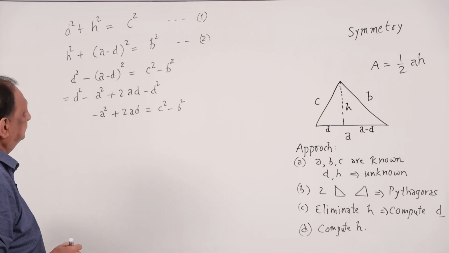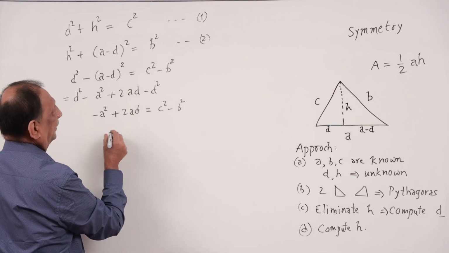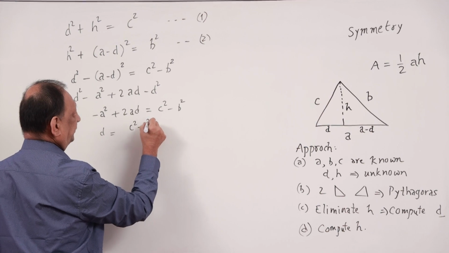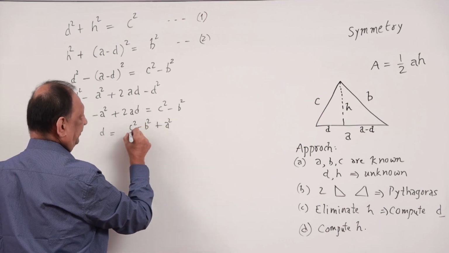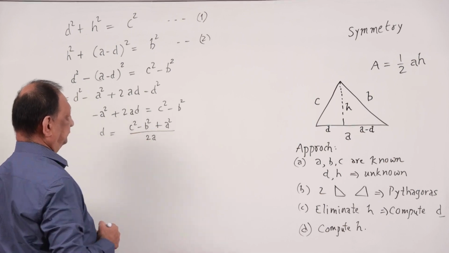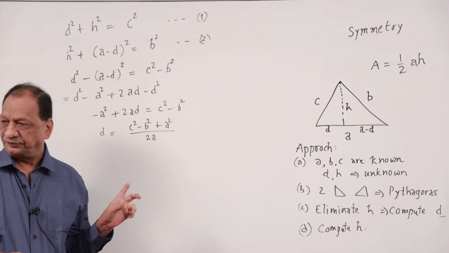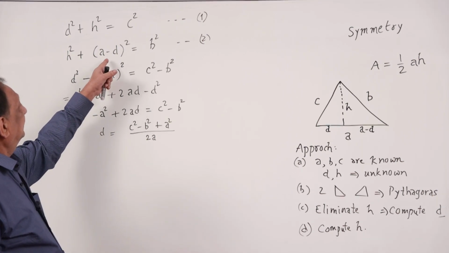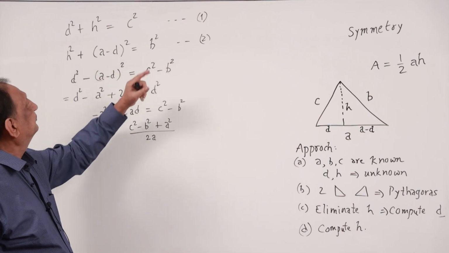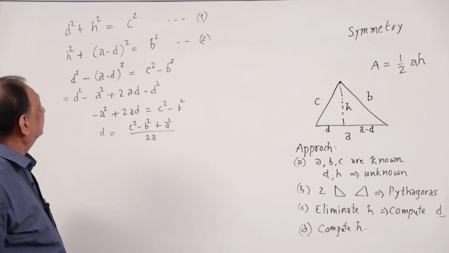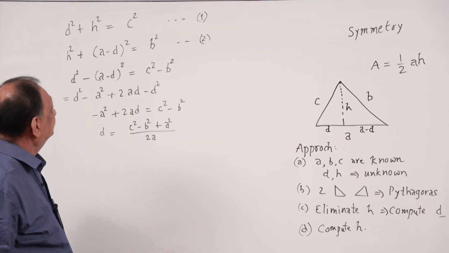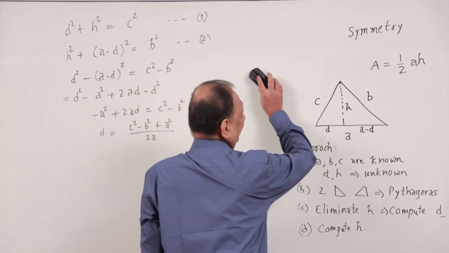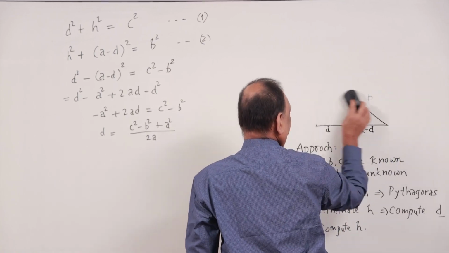So what is D? D equals (C squared minus B squared plus A squared) divided by 2A. Correct. So now we substitute this value of D into this second equation, and we can find the correct value of H. Let's do that. I don't know whether it's going to work out, but let's see.